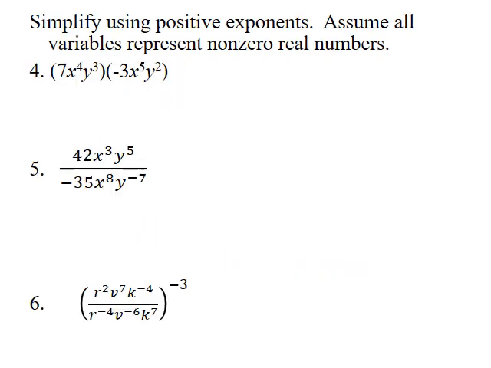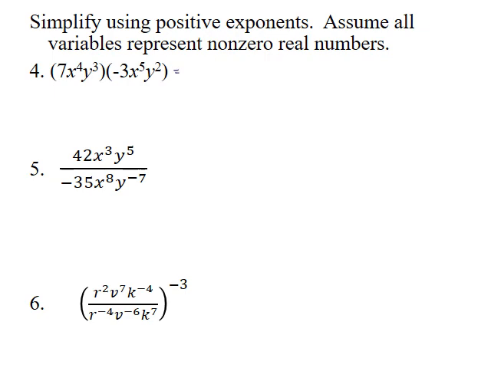All right, let's do some more. So number 4, what if you have 7x to the 4th y cubed times negative 3x to the 5th y squared? So you're multiplying two separate things together. That's fine. Just combine what you can and keep together what's similar.